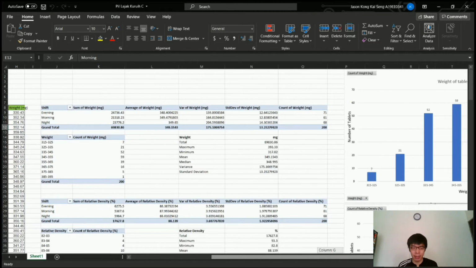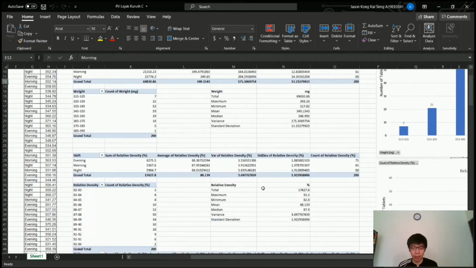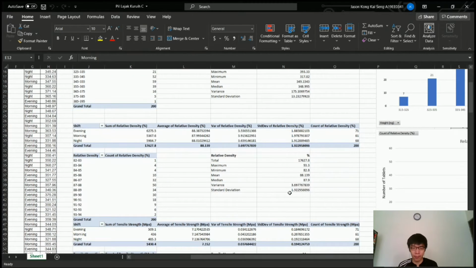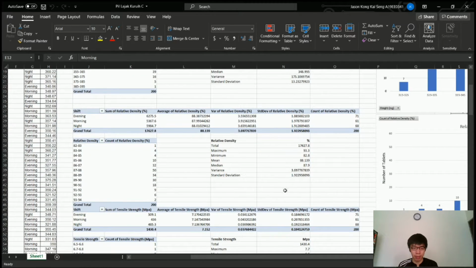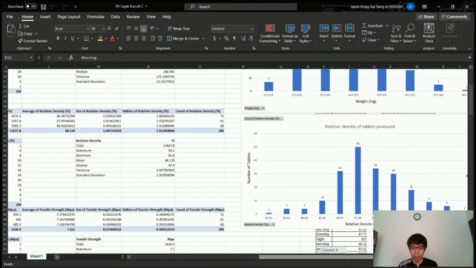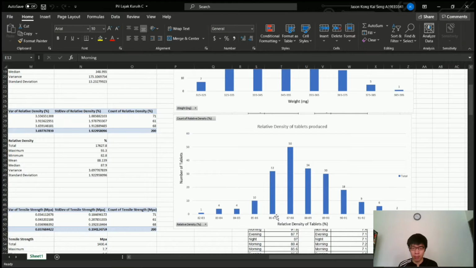And we repeat the same step for relative density, the numerical form, the tabular form, and the frequency distribution for the range. From the graph we find that the highest frequency is between 87 to 88% of relative density.